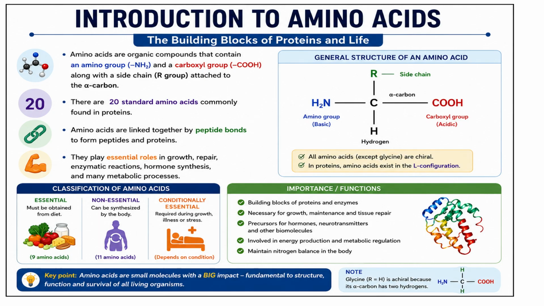Amino acids are important for growth, tissue repair, enzyme activity, hormone and neurotransmitter production, metabolism, and nitrogen balance. Except for glycine, proteinogenic amino acids have a chiral alpha carbon, and ribosomal protein synthesis uses L-amino acids. In summary, amino acids are small molecules that play fundamental roles in protein structure, biological functions, and life.